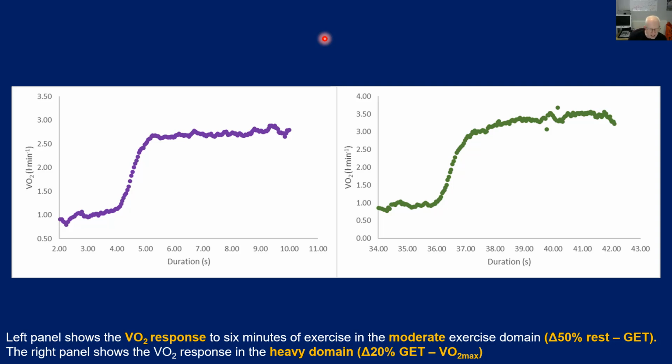And here's data again from our laboratory, and you can see the same thing. Here we've got a single participant in the moderate domain, over here, and what we had them do is exercise at delta 50%, so 50% of the difference between rest and the gas exchange threshold. Here we've got them at rest, we apply the external load, there's an immediate increase in the ATP turnover rate until we reach steady state. So the VO2 goes through a phase 1, phase 2, phase 3 response, and we get a steady state.